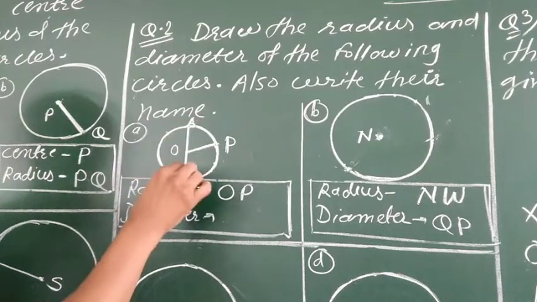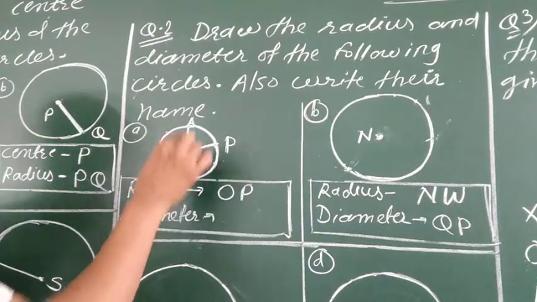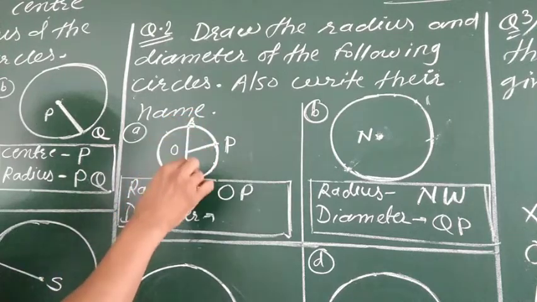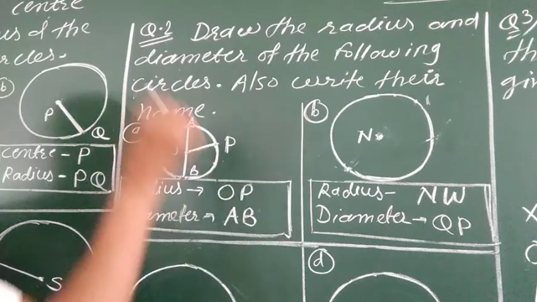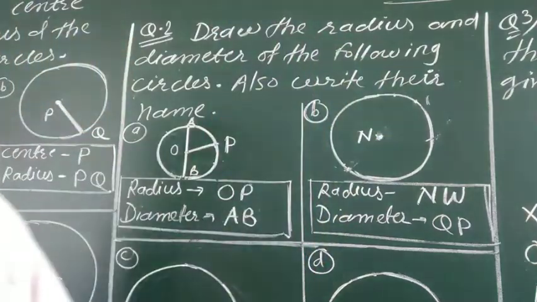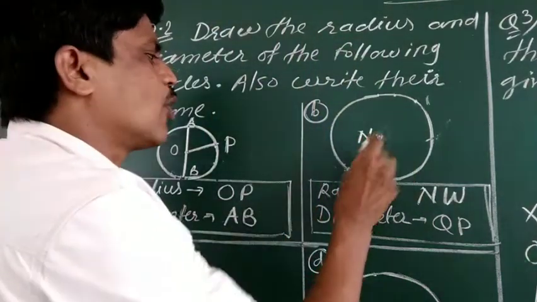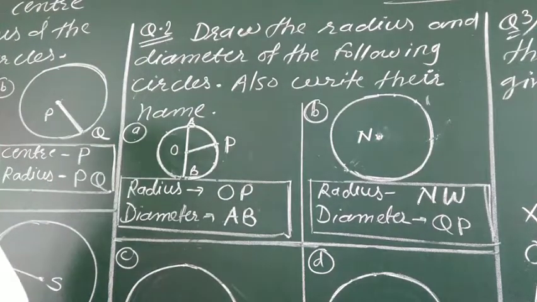So see AB, what is A? A is a point on the circle and B is also a point on the circle, and it joins these 2 points on the circle and it passes through the center. So you can say it is AB. Now number B, circle with center N.